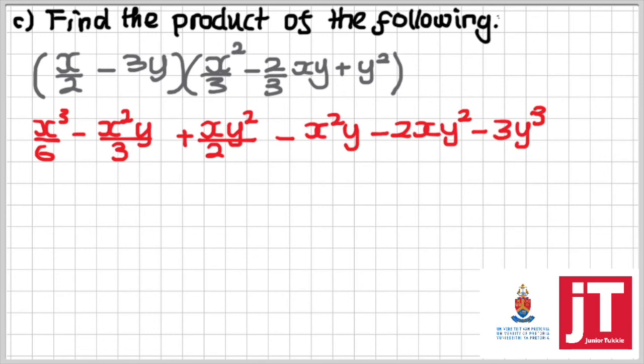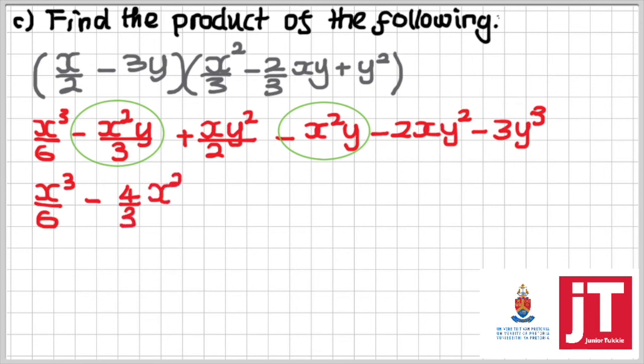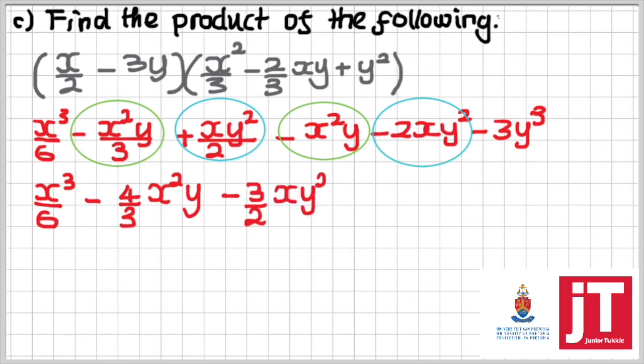Simplifying that, we're going to have x to the power 3 over 6, but our like terms, we've got those two, which can be simplified to give us negative 4 over 3 x squared y. Again, we've got another combination of like terms, which are those two that I've circled, which will result in minus 3 over 2 xy to the power 2 minus 3y to the power 3 as our final answer.